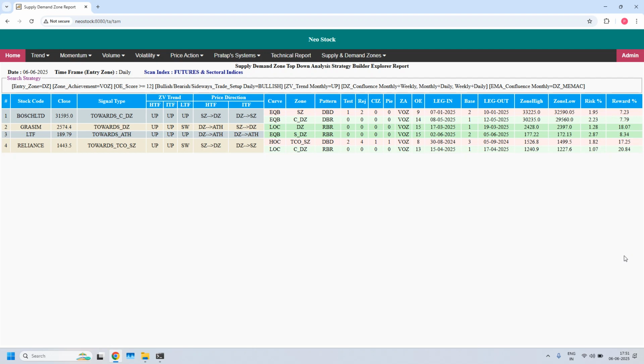Okay, this is about bullish trade setup for monthly income trade. Similarly, we will generate bearish trade setup for monthly income trade.